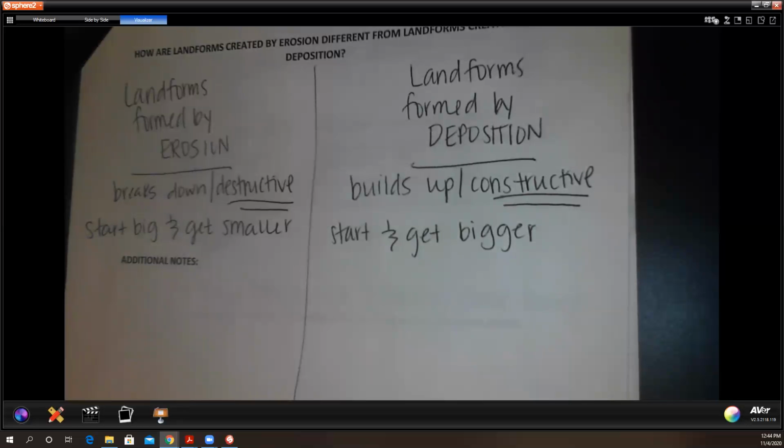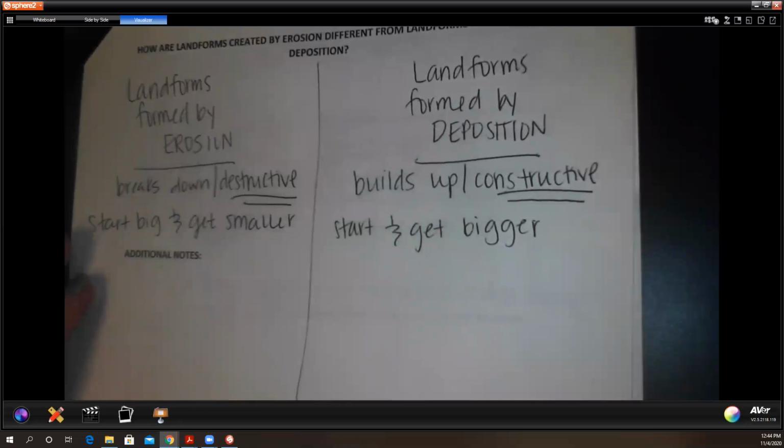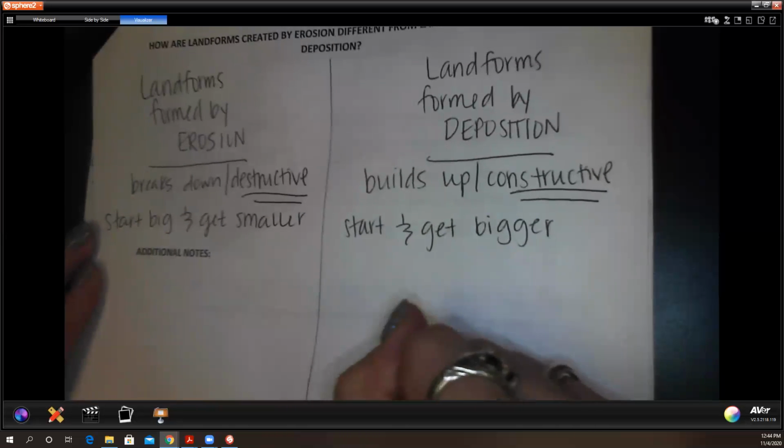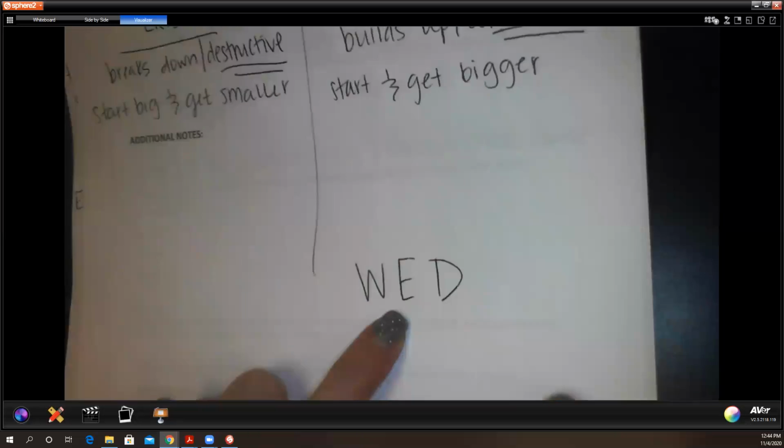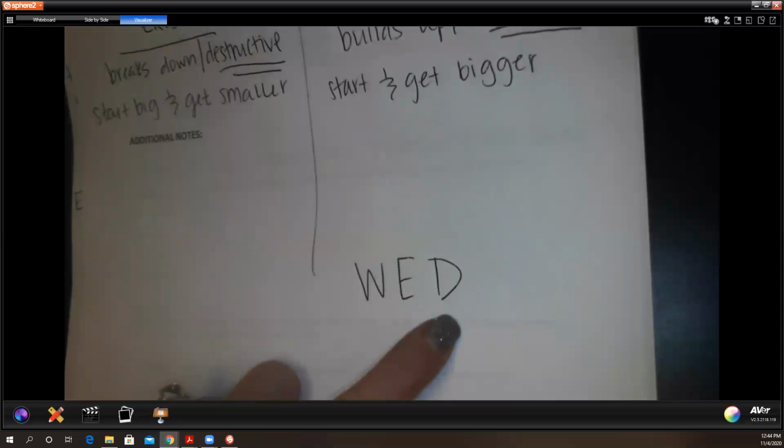Just like when we talked about moving, you can't move your house without breaking it down first and putting it in boxes so it's easy to move. Weathering and then erosion. Weathering, erosion, and then deposition. Remember, weathering happens first, erosion happens second, deposition happens last.